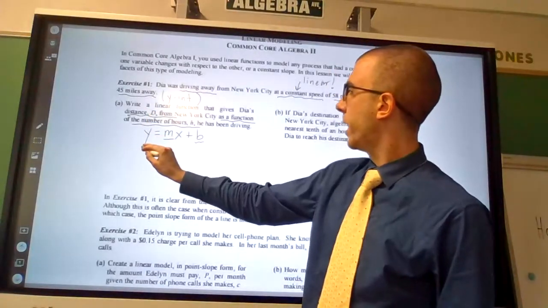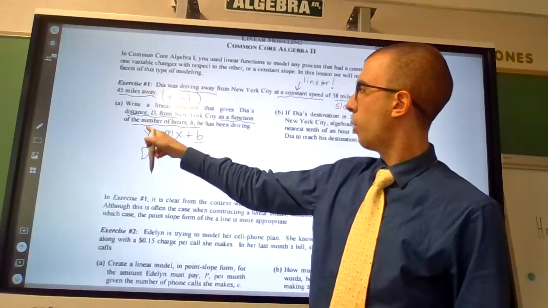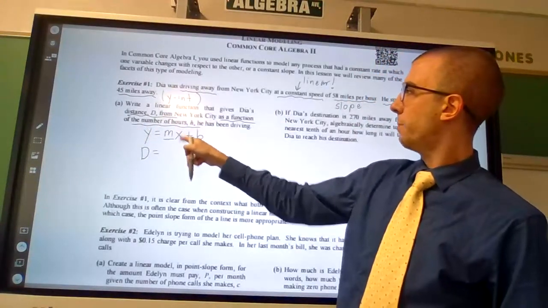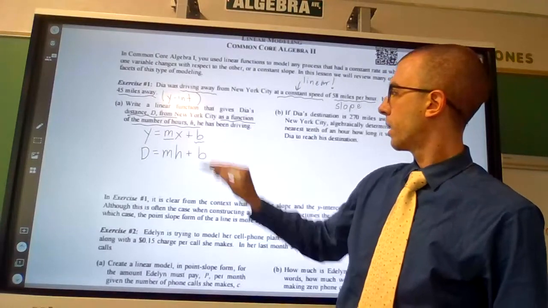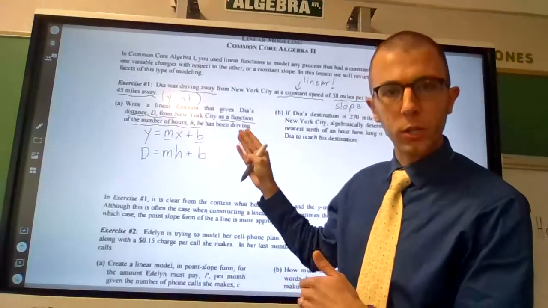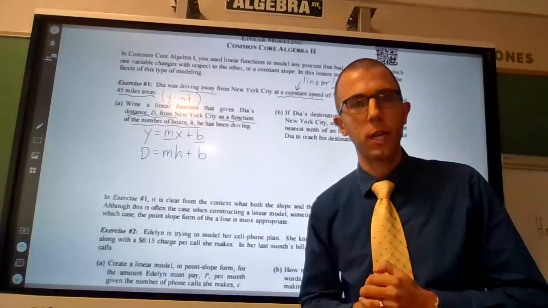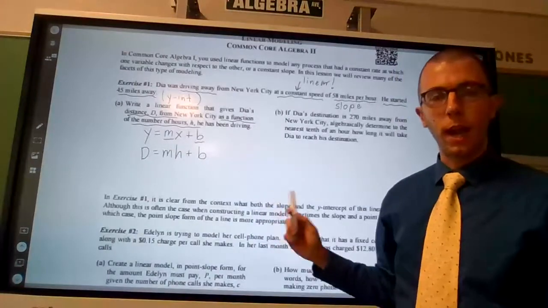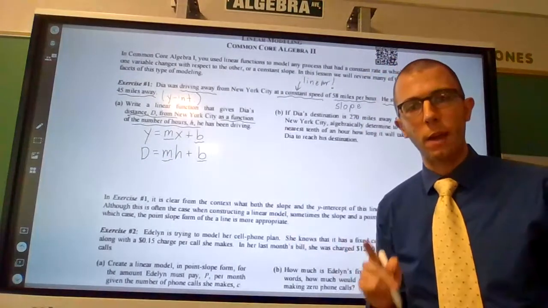So the distance d, like we already said, is our dependent variable, so that takes the place of y. And the number of hours, h, is our independent variable, so that takes the place of x. So one step at a time here, we're trying to come up with this function, this model, to model Dia's driving from New York City. So we have d equals mh plus b. Now we just need to fill in m and b.